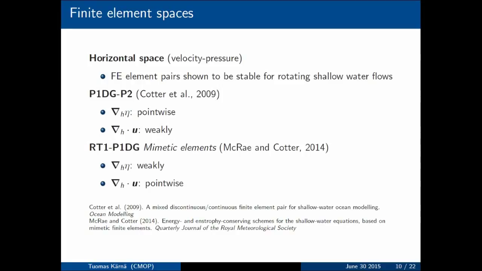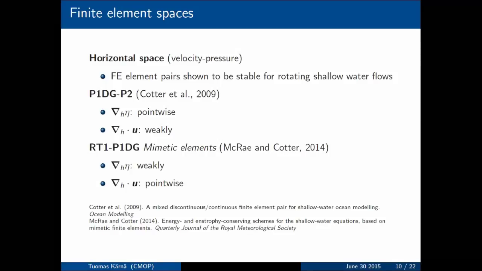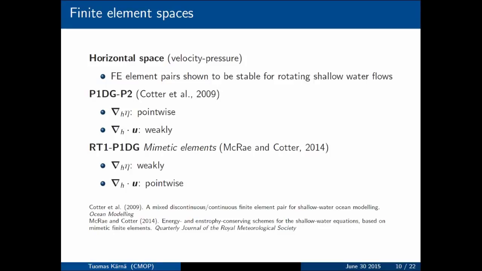And the interesting point here is the way you map your gradients and divergences. So in the first case, your pressure will be P2, so the gradient will be in P1DG, so you can evaluate that point-wise, whereas the divergence you'd be doing weakly with integrating by parts. But with the mimetic element, it's actually the opposite. So the gradient of the pressure you want to do weakly, and the divergence will directly fit the pressure space.